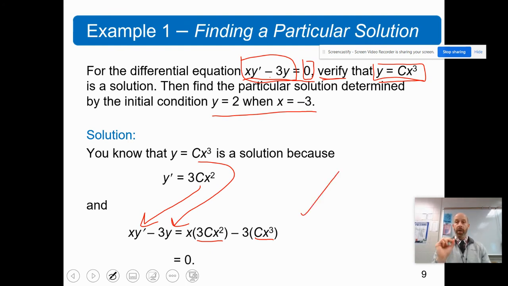Now, I'd like to make a note here. Notice that nowhere in this problem did I do any integration. I did not integrate to get to this solution. They gave us the solution. We just needed to check the solution.